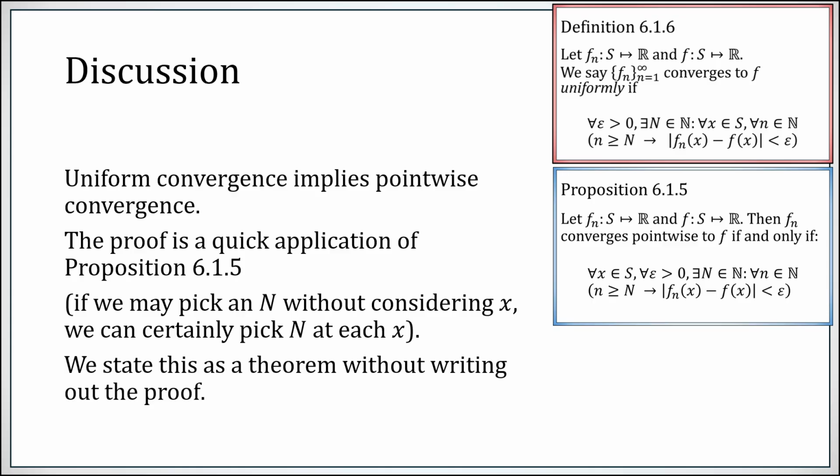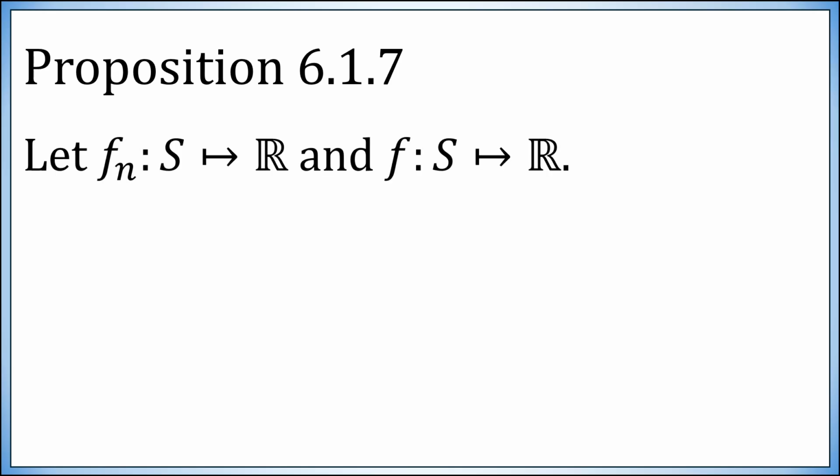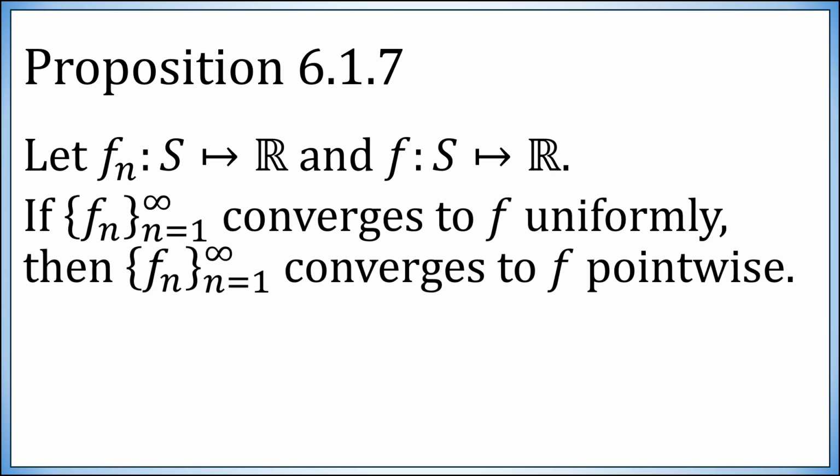Okay, so now let's state this as a theorem. We're not going to formally write out the proof. So proposition 6.1.7, consider a sequence of functions fn mapping S into the real numbers and f another such function. If the sequence of functions converges to f uniformly, then it converges to f pointwise. In other words, uniform convergence is stronger than pointwise convergence.